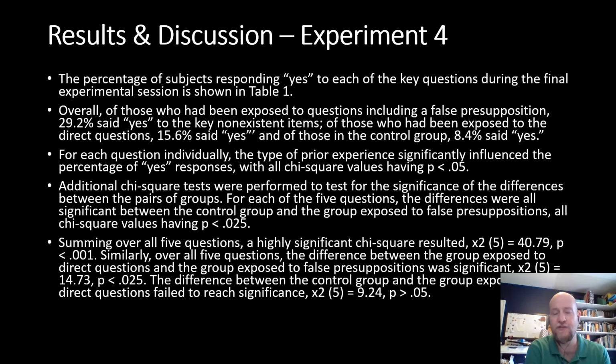I know this is a very busy slide, but I'm trying to cover everything included in this last experiment. Overall, though, these are just averages across the 5 questions. Overall, those that have been exposed to questions including false presuppositions, 29.2 said yes to these key non-existent items. Those that have been exposed to direct questions, the average is 15.6. You can see these means at the bottom of the table as well, by the way. 8.4% in the control group said yes. So again, a very consistent progressive effect.